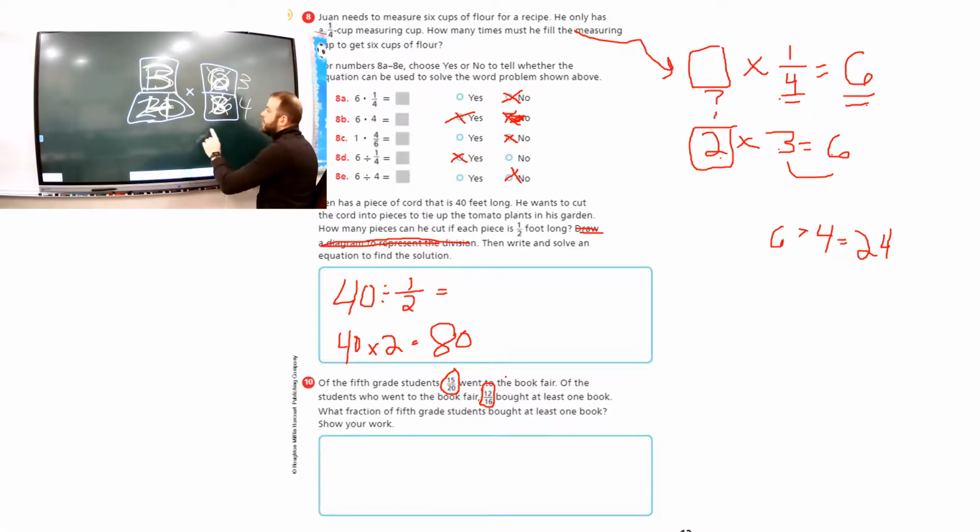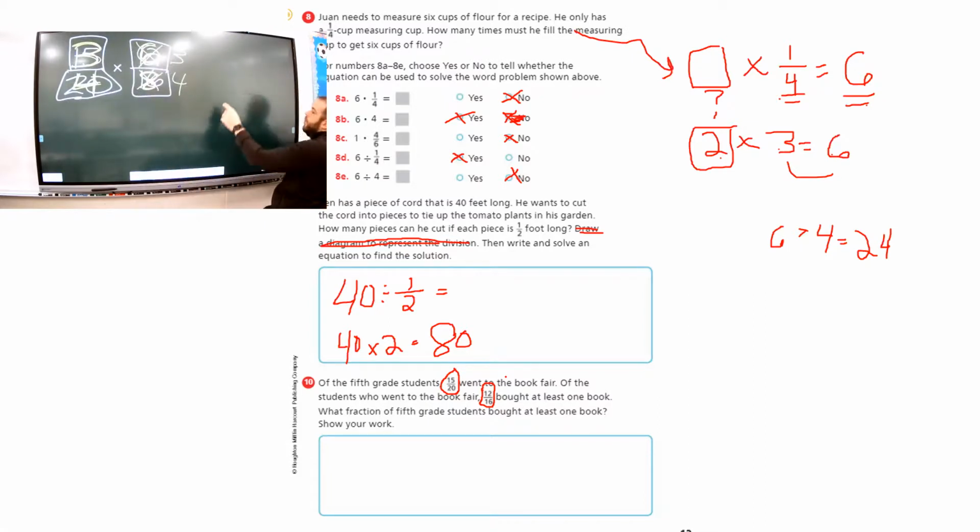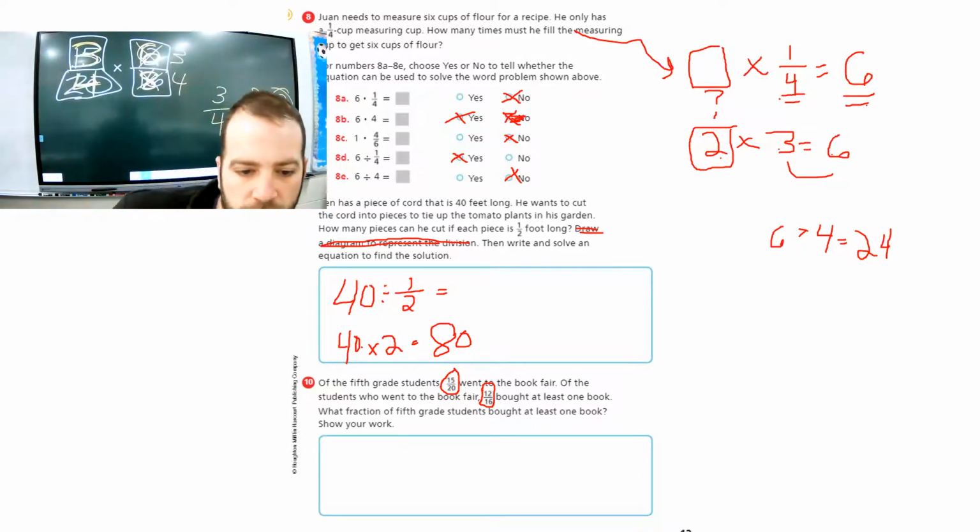Now what I'm going to do is rewrite it so it doesn't look as disgusting. So we got this down to a 3/4, and we got this down to a 3/4. And 3/4 times 3/4, well, 3 times 3 is 9, and 4 times 4 is 16. And remember, if you're not that great at multiplication, take your time. 4 plus 4 is 8, 9, 10, 11, 12, 13, 14, 15, 16. So that's 9/16, and 9/16 is your final answer. So what fraction of the students bought at least one book? 9/16 bought at least one book.